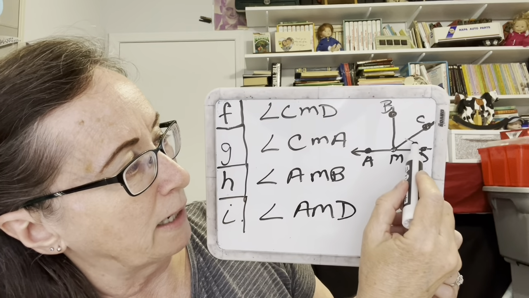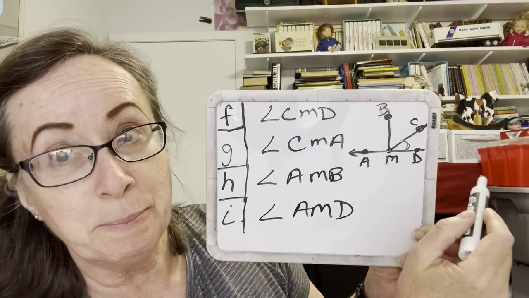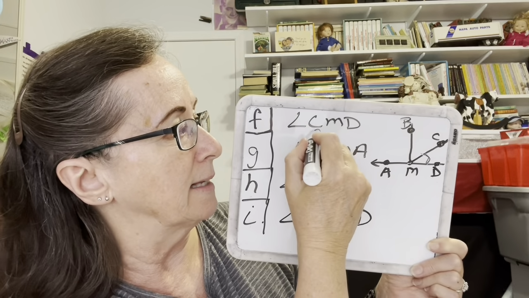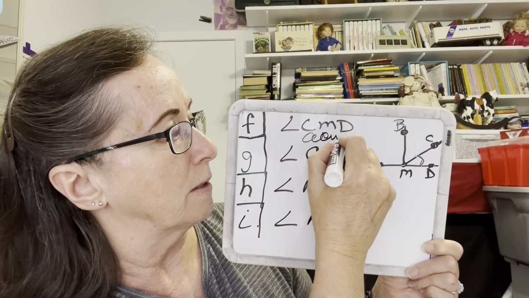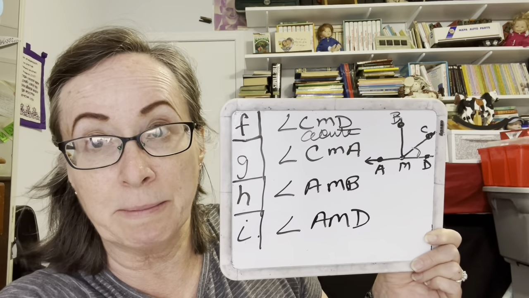CMD. So aren't we talking about this little angle right there? And that's a little bitty angle. It's less than 90 degrees. So CMD is acute. It's a cute little angle, like a cute little baby. Okay?